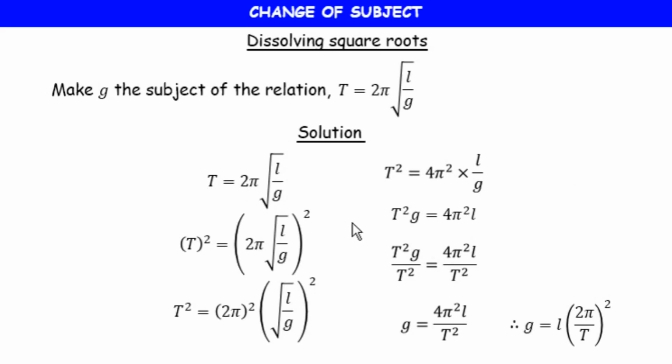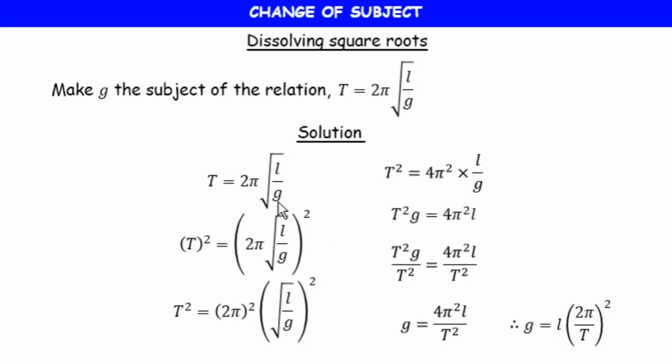Let's look at how to dissolve square roots. So let's take this question. We have to make g the subject of the relation t is equal to 2 pi times the square root of L over g. So how do we eliminate the square root? Well, to eliminate the square root, we just use the square operation. It is the opposite. When we wanted to eliminate the square, we used the square root. Likewise, when you want to eliminate the square root, you're going to use the square.